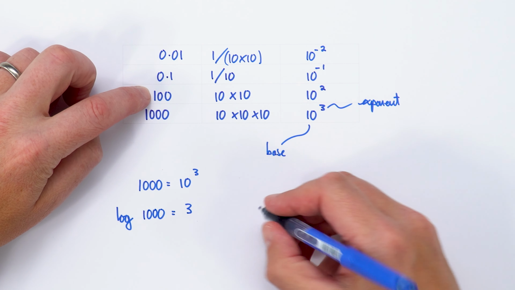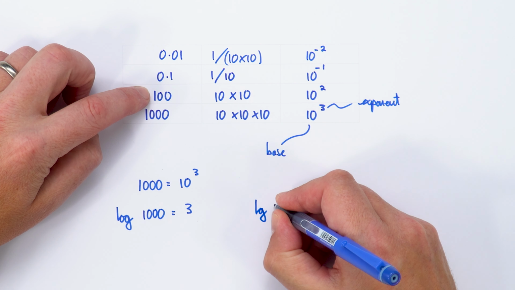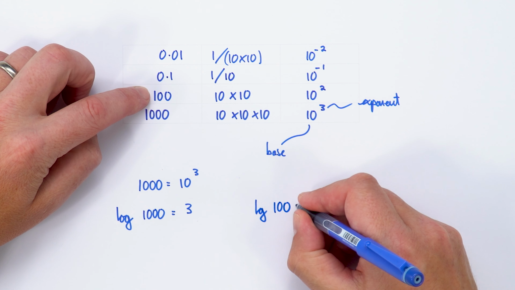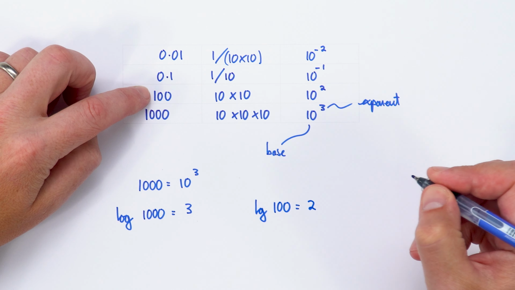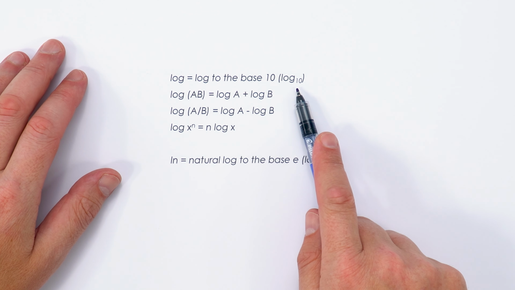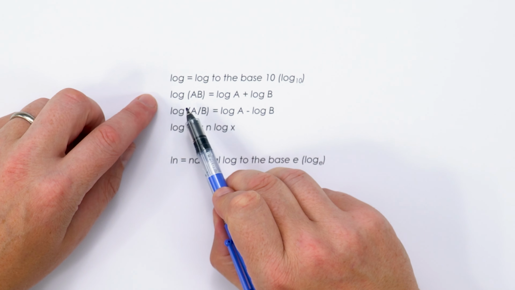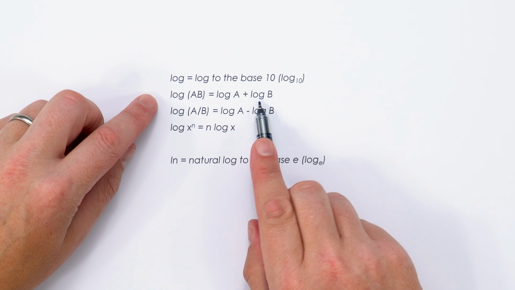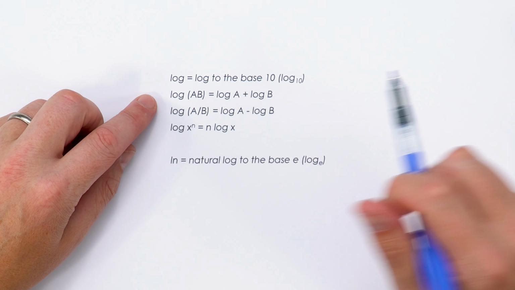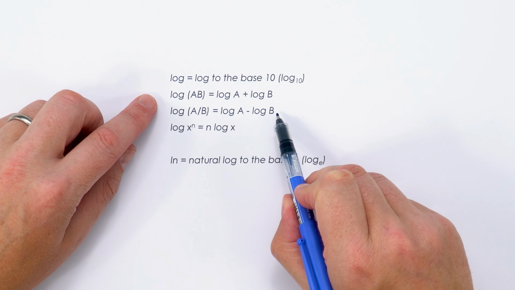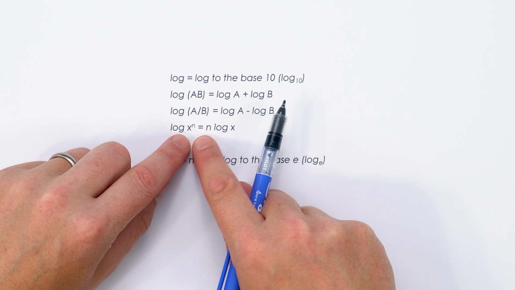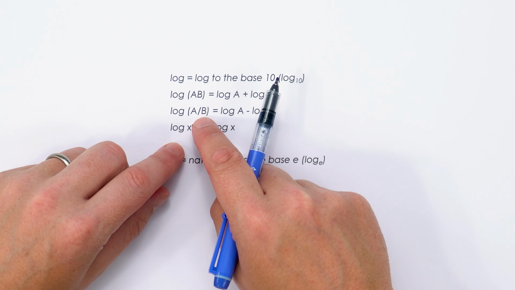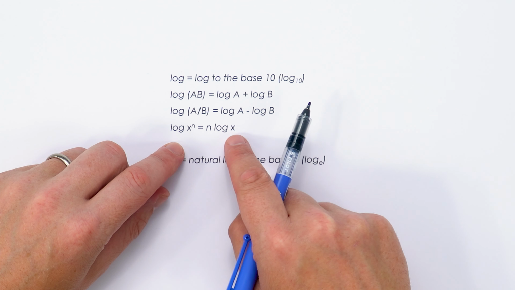And if we looked at this one over here, we could say that log, or lg, of 100 is equal to 2. There are only really a couple of rules that you need to look at when it comes to logs. Here we're going to use log to represent log to the base 10. If you've got log a times b, that's the same as log a plus log b. If you've got log a over b, that's the same as log a minus log b. And I think this is the most important one here. If you've got log of x to the n, that's the same as n log x.